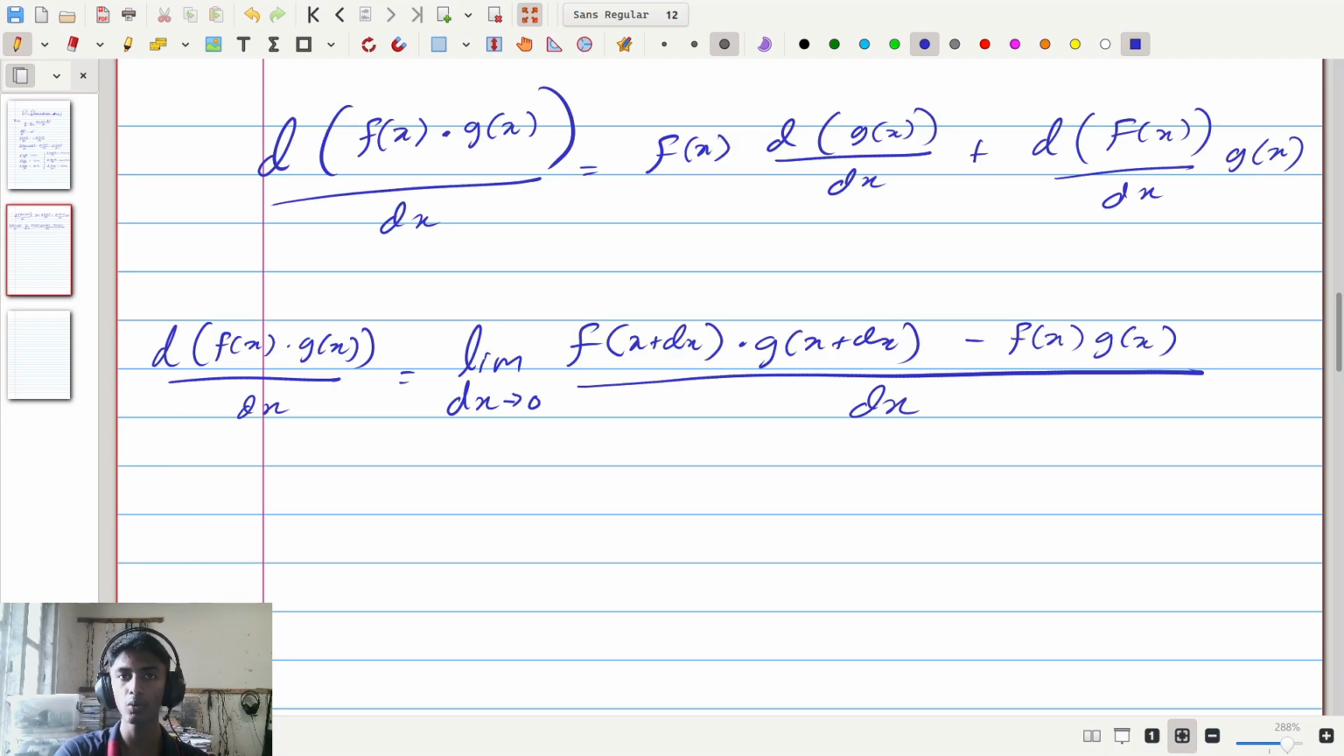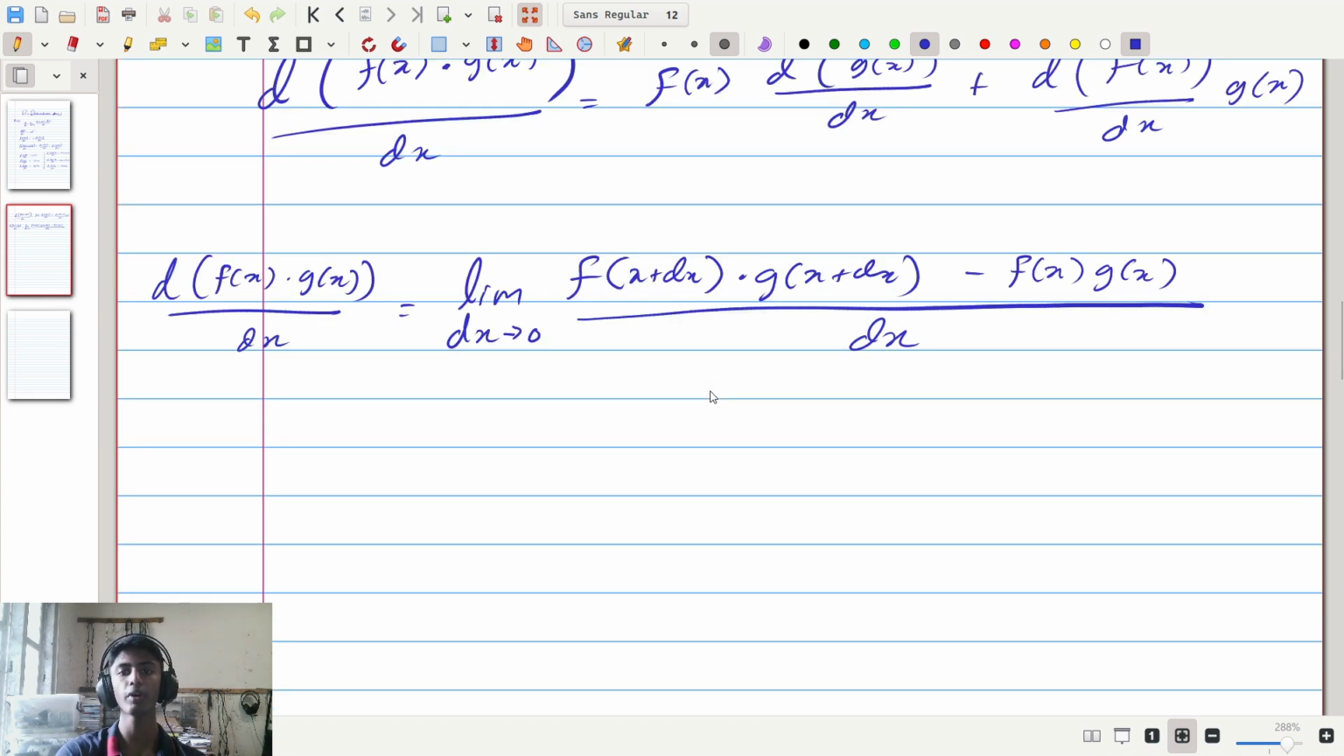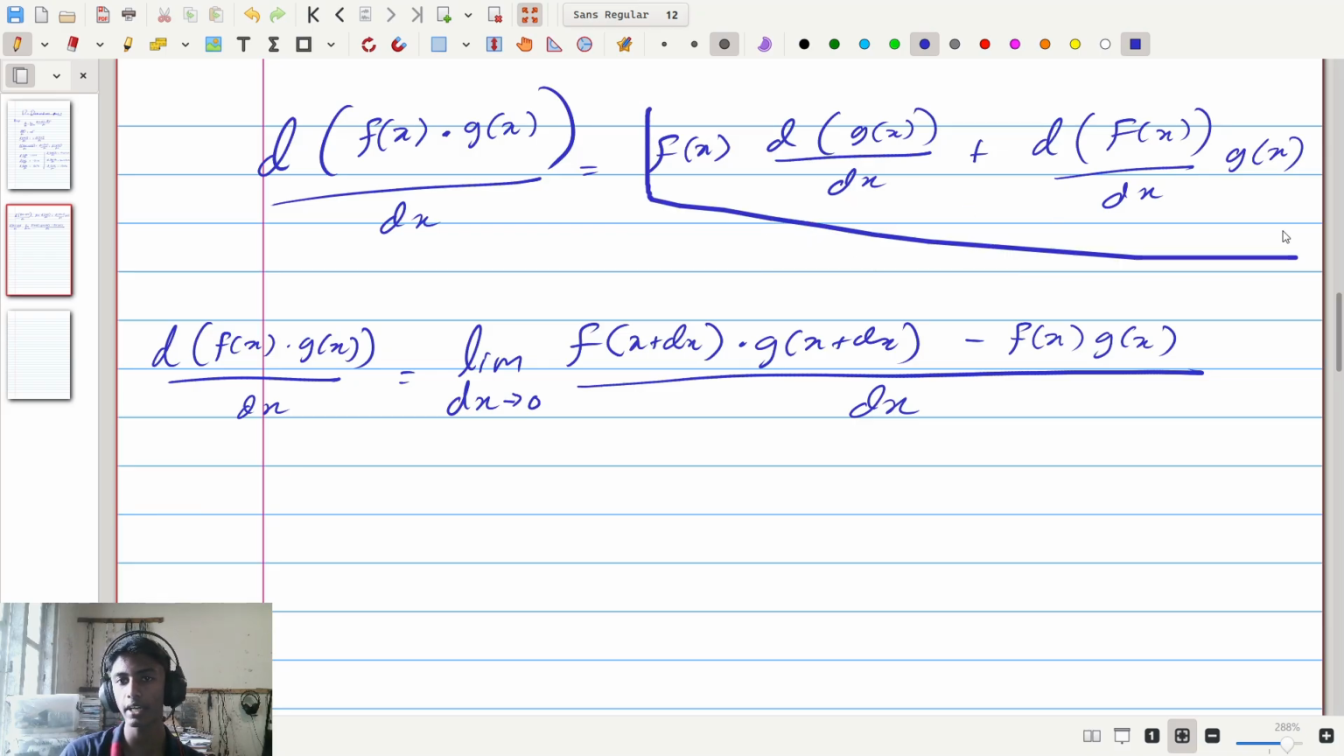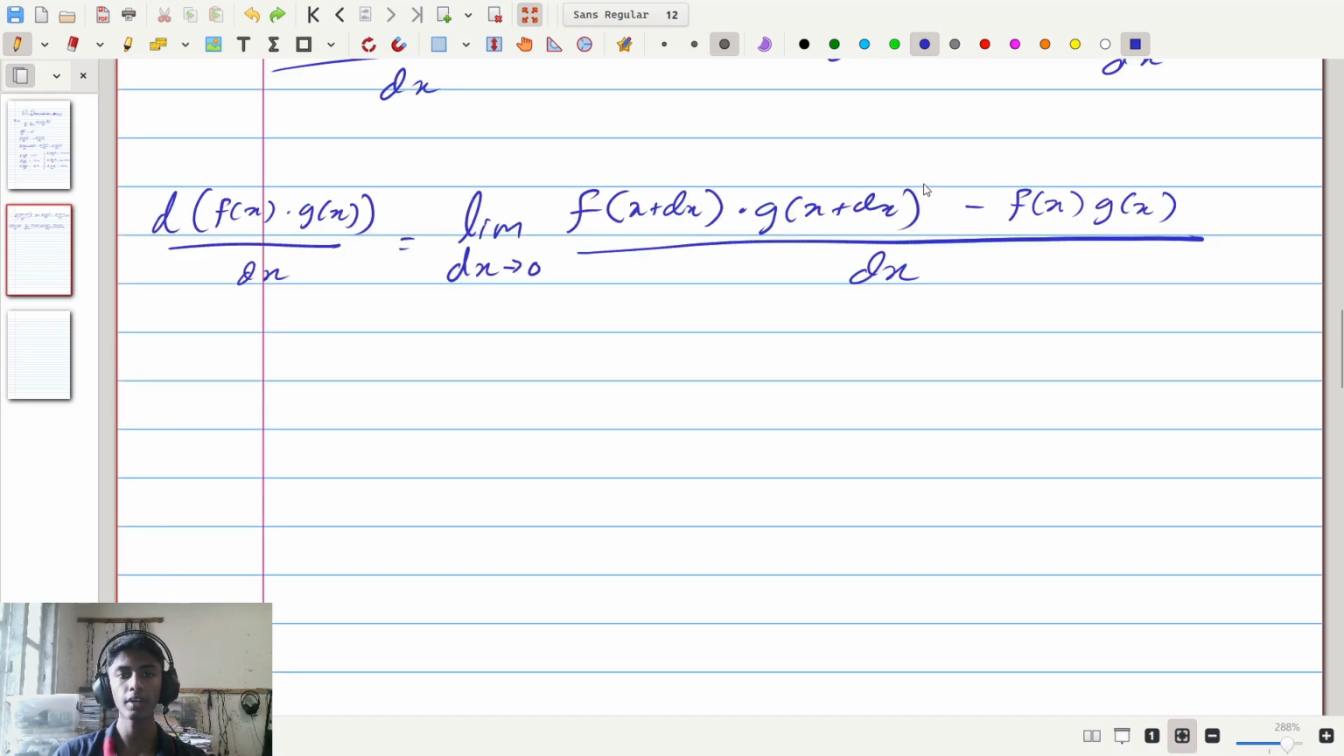What we're going to do now is actually to introduce a term and subtract it immediately, because we're trying to turn this thing into a form that will give us the right hand side. We want to get to this right hand side. In order to do that, we're going to generate a term in the middle and immediately remove it. The term we're going to generate and remove immediately is going to be f of x plus dx times g of x.